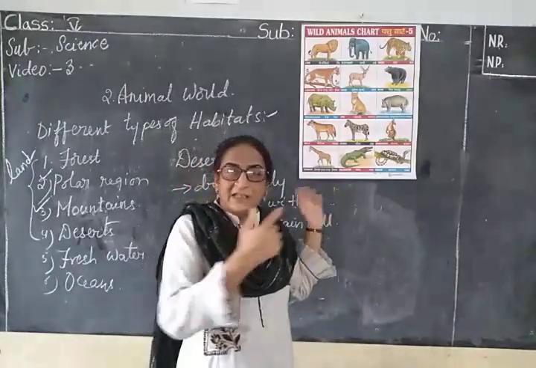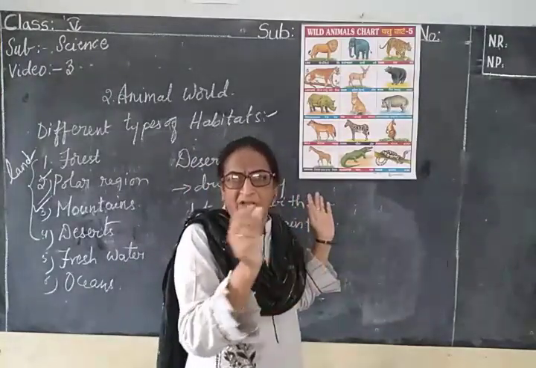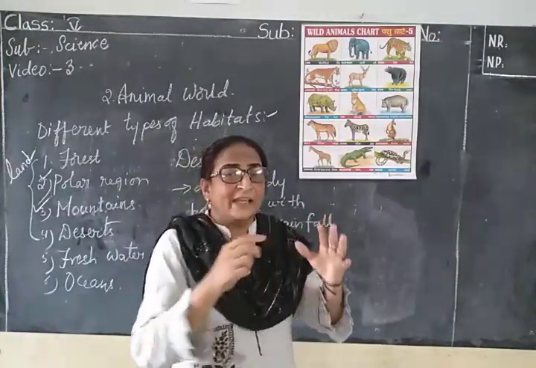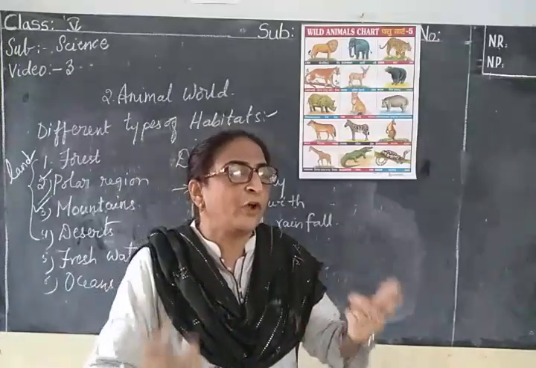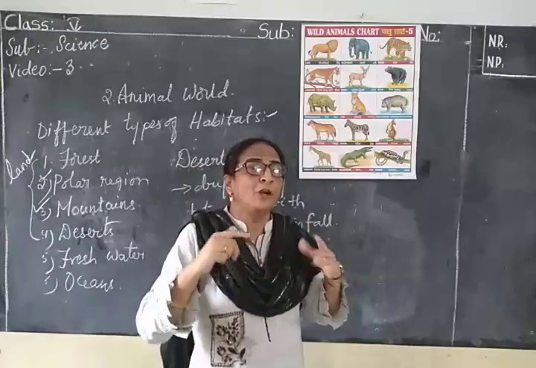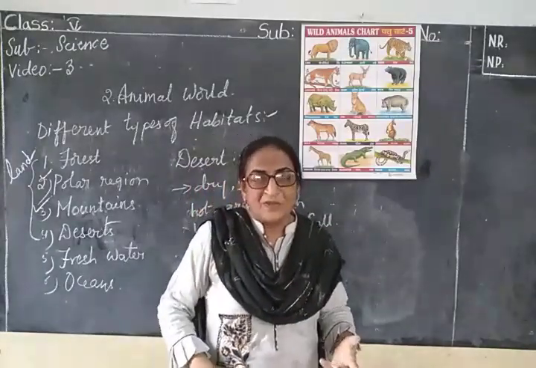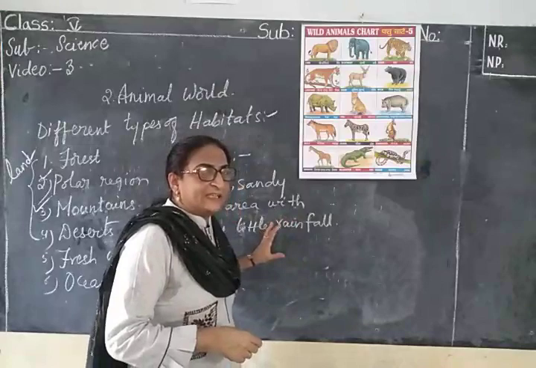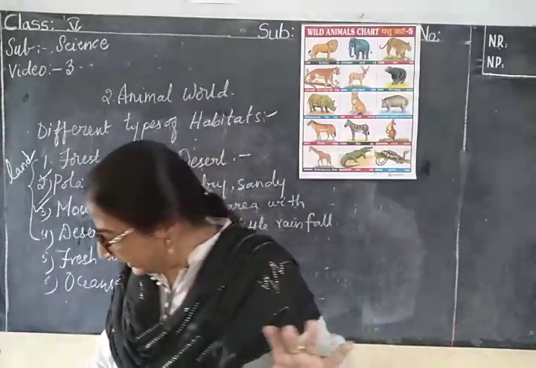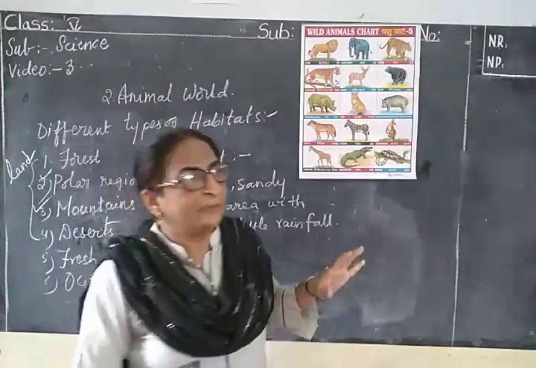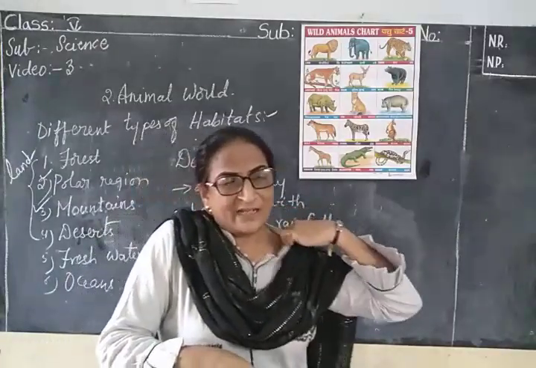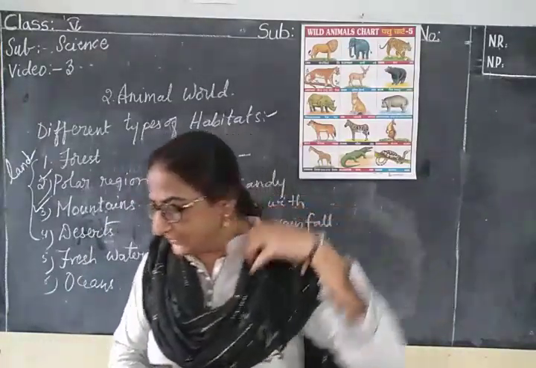Here the animals living in the desert, as the water is very scanty, have very thick skins so that they can prevent the loss of water from their bodies through sweating. In that way, they reduce the loss of water. You understand? Now, some animals also live in burrows to escape the heat, isn't it?